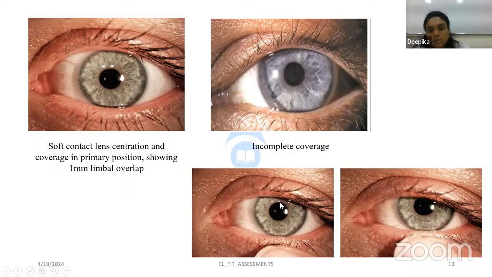The second picture shows incomplete coverage, which is not covering the whole of the cornea. And the final picture is about the push-up test, how we will perform the push-up test. This push-up test is based mostly on percentage. It differs from practitioner to practitioner.